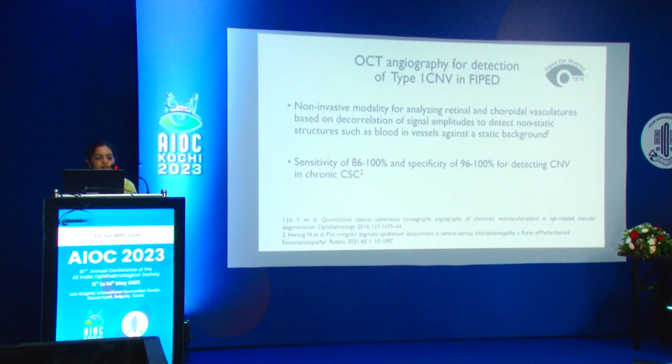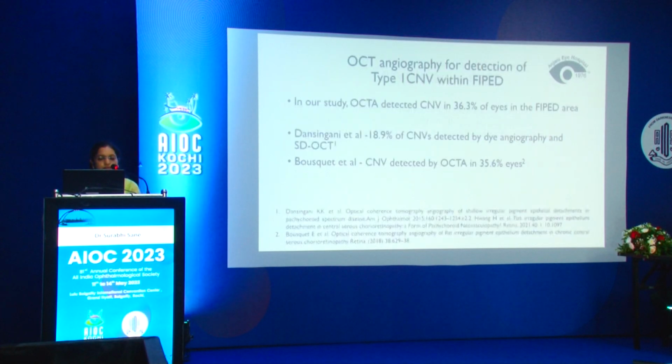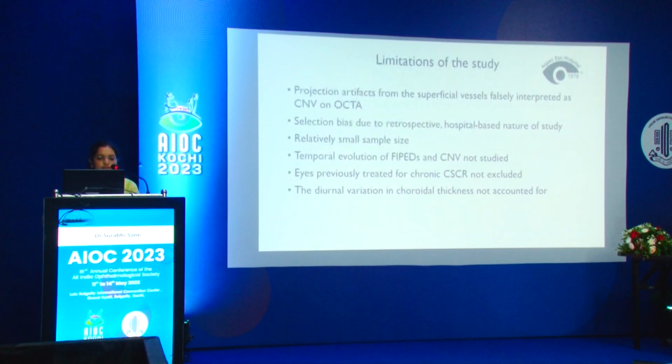OCTA, on the other hand, is a non-invasive modality. It does not have the disadvantages of the dye angiography, and it has a sensitivity of 86 to 100% and a specificity of 96 to 100% for detecting CNV in chronic CSC. So in our study, we detected CNV in 36.3% of eyes in the FIPD area, compared to the previous studies in which 18.9% and 35.6% respectively CNVs were detected.